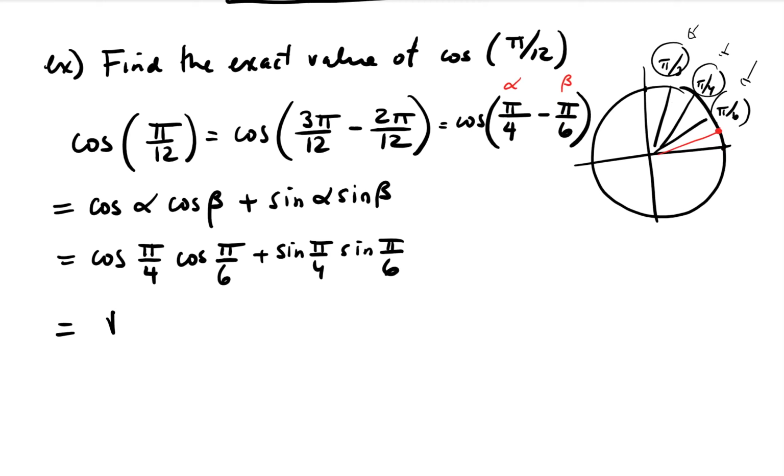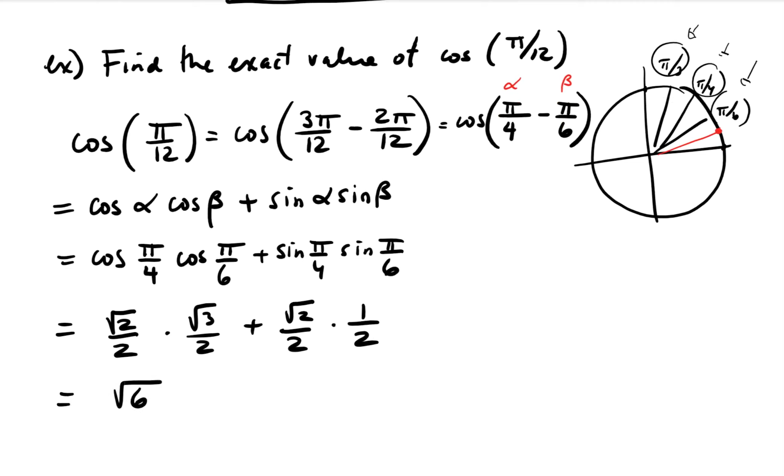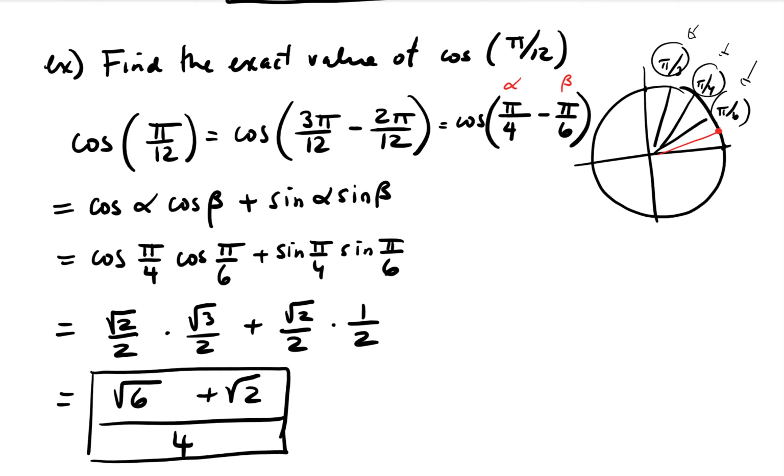So cos of pi over 4, that's root 2 over 2. Cos of pi over 6, that's root 3 over 2. Sine of pi over 4, root 2 over 2. And sine of pi over 6, that's 1/2. So this is my final answer, but I could regroup everything nicely. Root 2 times root 3 is root 6. Root 2 times 1 is root 2. And everything is divided by 2 times 2, 4. And that could be my final answer here.